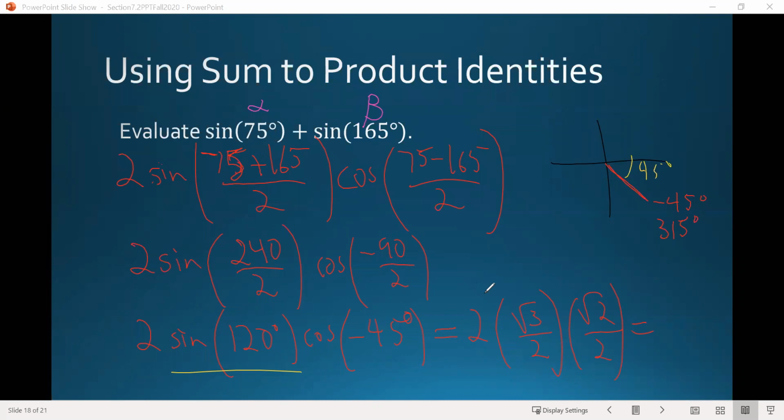And then we can do some math magic with our fractions. Make the 2 a 2 over 1. We've got a 2 here and a 2 here that can cancel. Multiply across the top, root 3 times root 2. You multiply the numbers under the root, the 3 and the 2, and that'll give us 6. On the bottom of the second one here, 1 times 2 gives us 2. So we get root 6 over 2. And again, we've come up with another exact answer here.